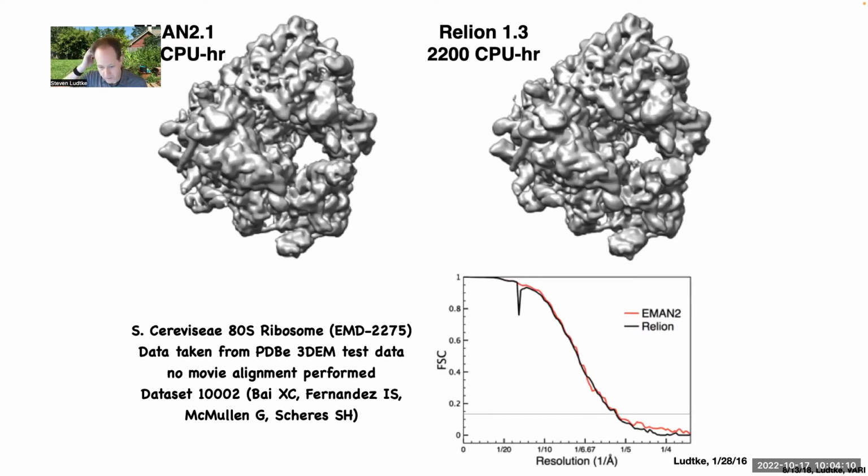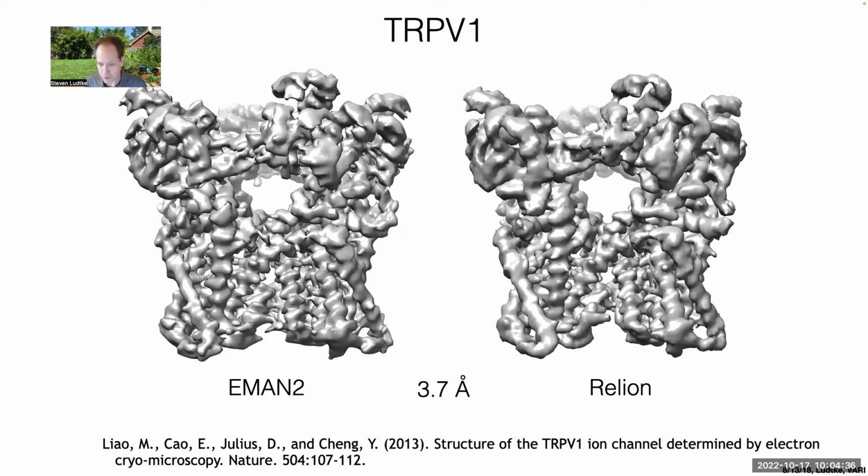These are old slides, but this was an example based on that structure I showed you before, that first paper from Relion, showing that if you do the same refinement in EMAN and Relion, you get basically the same answer out, and that when EMAN does it, it uses a lot fewer computational resources to achieve the same thing. And one other example, which was the TRPV1 ion channel. Again, this was the same data reconstructed in both packages, and they both achieve basically the same resolution, and the structures are both quite nice and agree with each other.